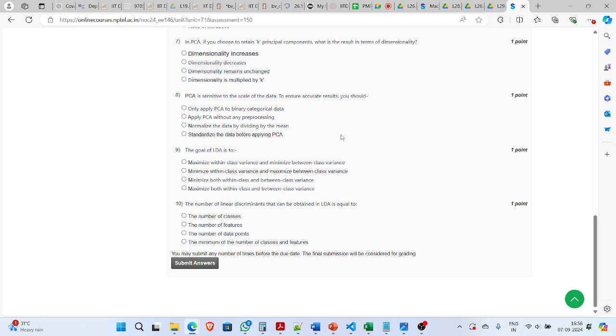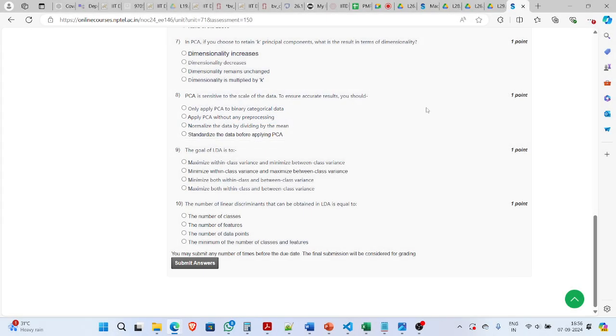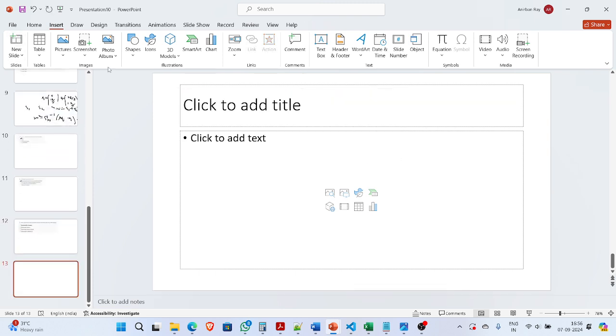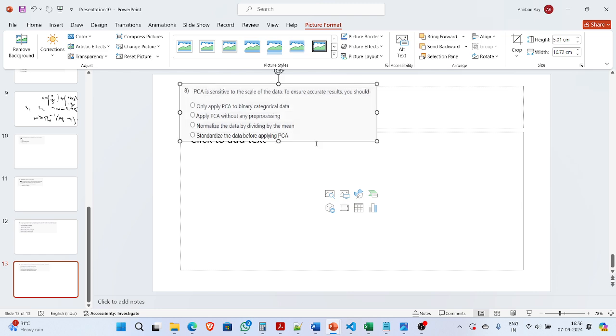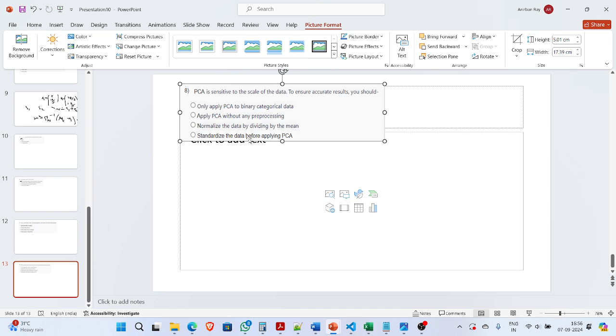The standardization of the data is important for applying PCA. So this last part is the answer to this question. Because, as you can understand, while calculating, the covariance and everything has to be zero mean, right? So that is why standardization is important. Okay, so this is the answer.